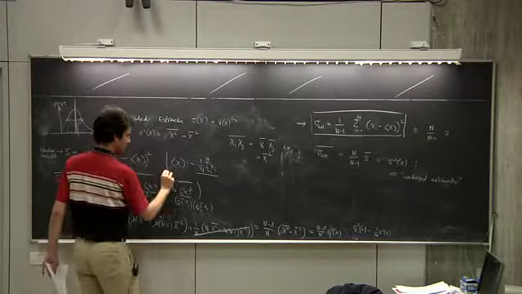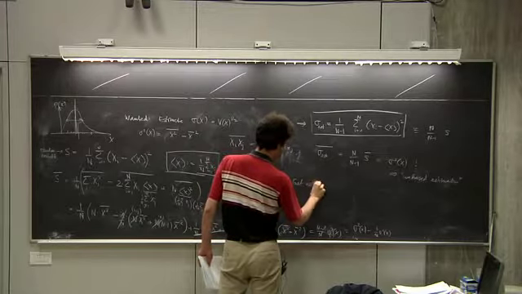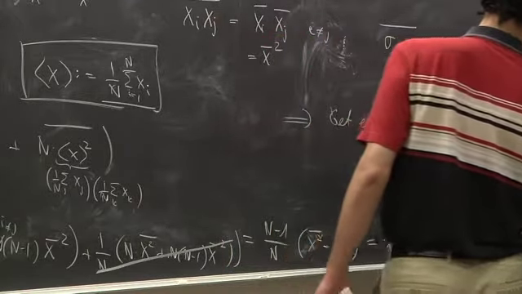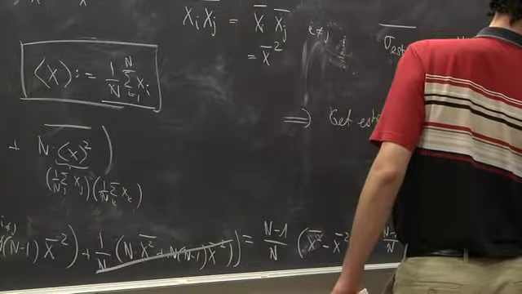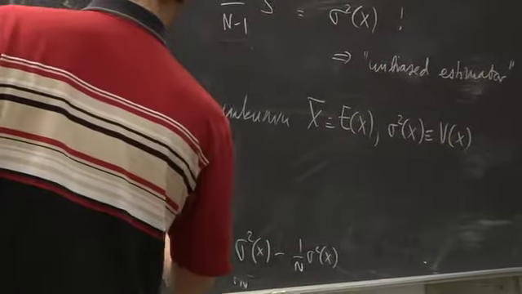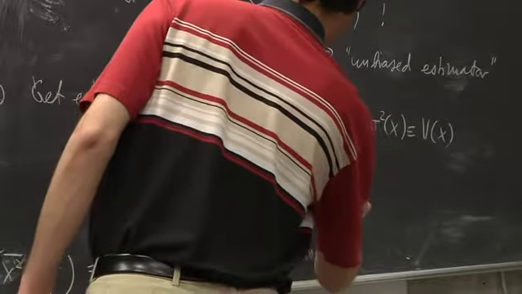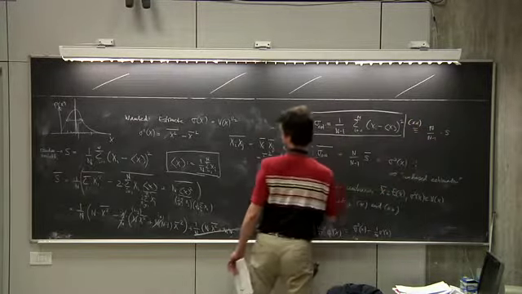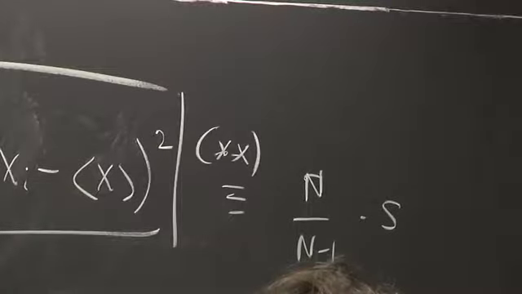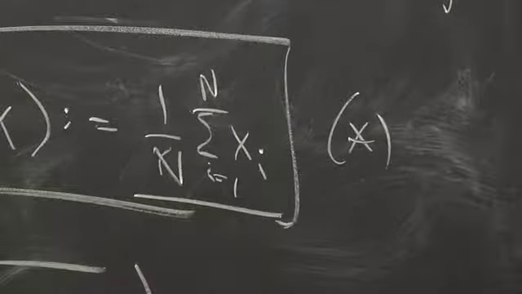So that's the conclusion: we get estimates for the unknown x bar, or expectation value of x, and sigma squared of x, which is the same as the variance of x, by computing these two formulas from n independently sampled variables. Okay.